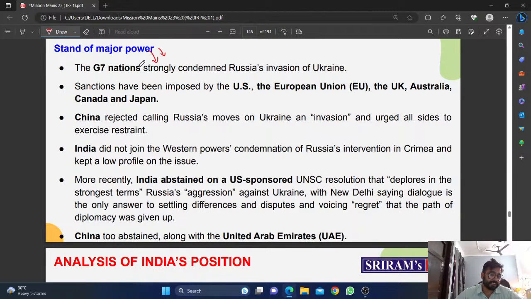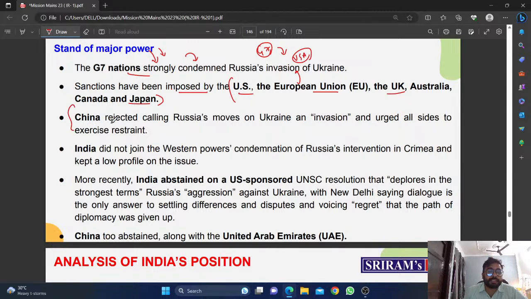So the G7 nations, that includes all top nations of the world, have condemned Russia's invasion. That means they are against it. They have imposed sanctions. Many countries have imposed sanctions against Russia, which include the US, European Union, UK, Australia, Canada, and Japan. Most of these countries are part of G7, and if they are not part of G7, they are one way or the other allies of the USA.